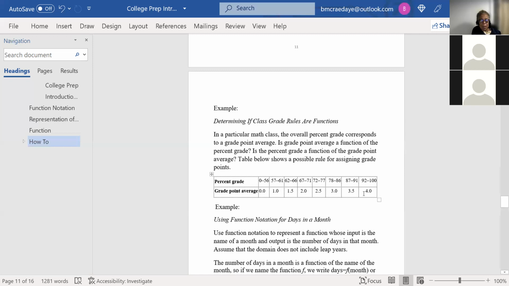So if you go up here where it says, is the percent grade a function of the grade point average? No. The grade point average is a function of the percent grade. That's the output, that's the input.